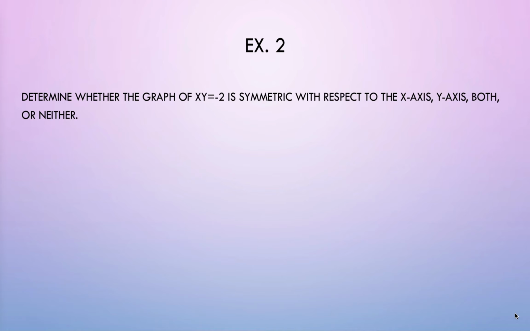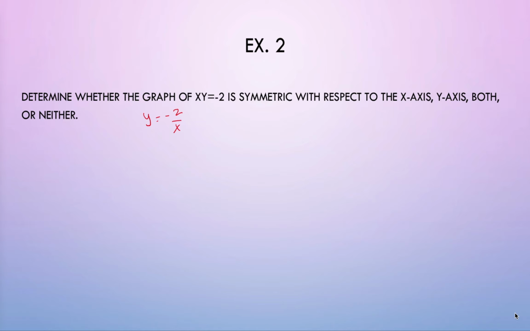So determine whether the graph of xy equals negative 2 is symmetric with respect to the x-axis, the y-axis, both or neither. So we want to test it with respect to, so it may help us to put this as y equals negative 2 over x. And so it's symmetric with respect to the x-axis if one x value gives us multiple y values.